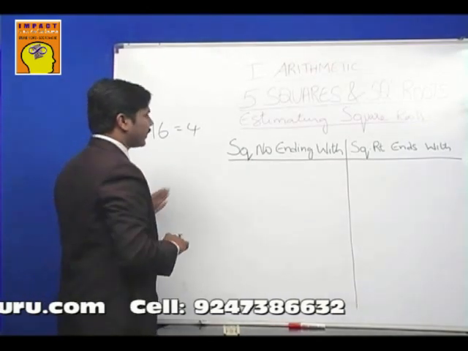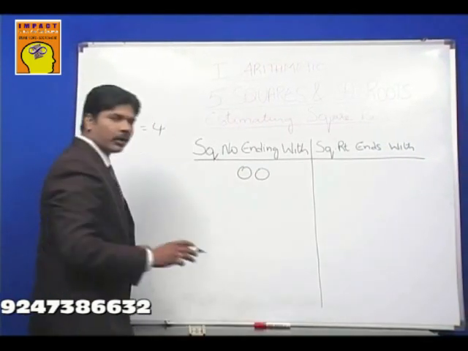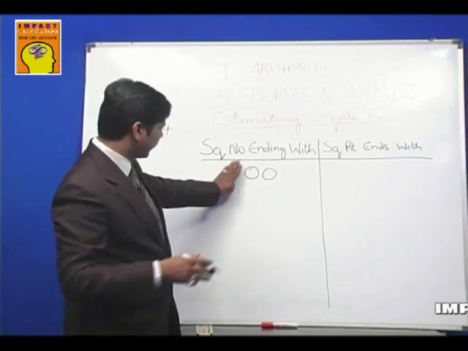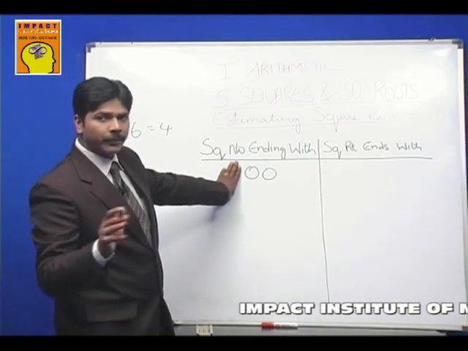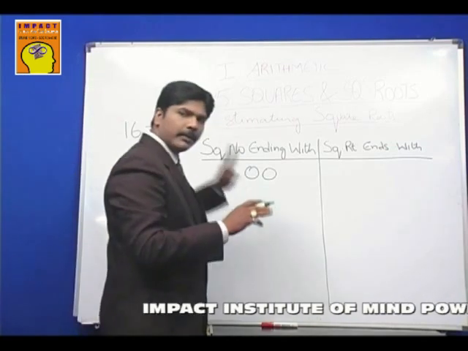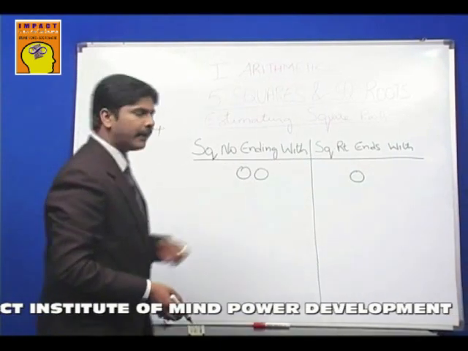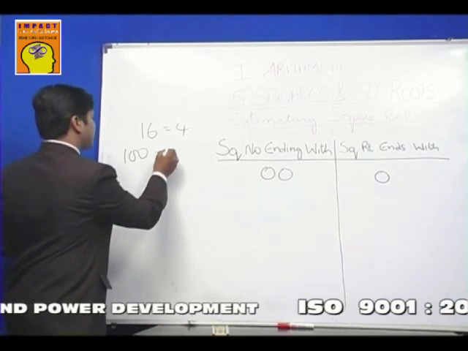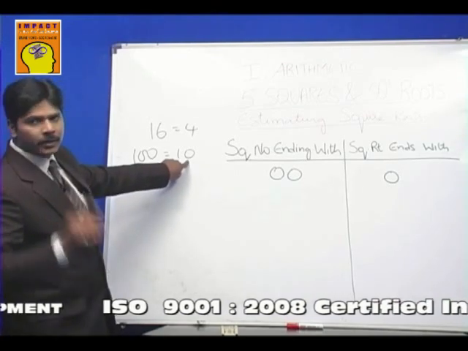Now square numbers may end with many zeros, but at the last, in the ones and tens place, they end with double zero. If the square number ends with double zero, the square root ends with 0. For example, 100 is a square number and the square root is 10. See, the square number has 2 zeros, the square root has 1 zero.